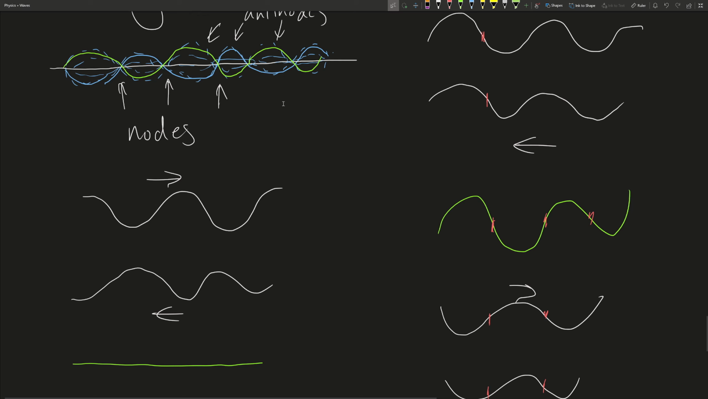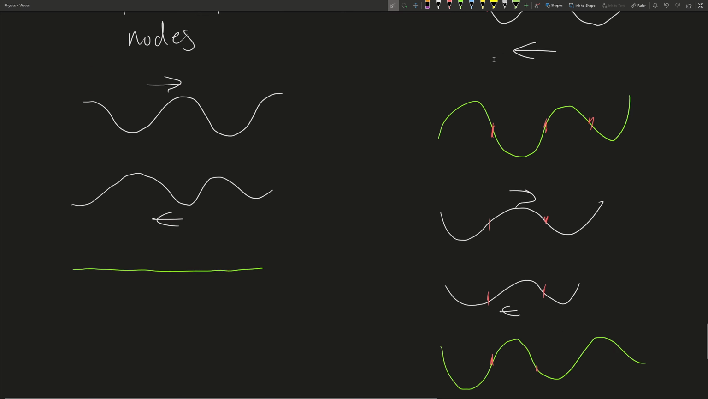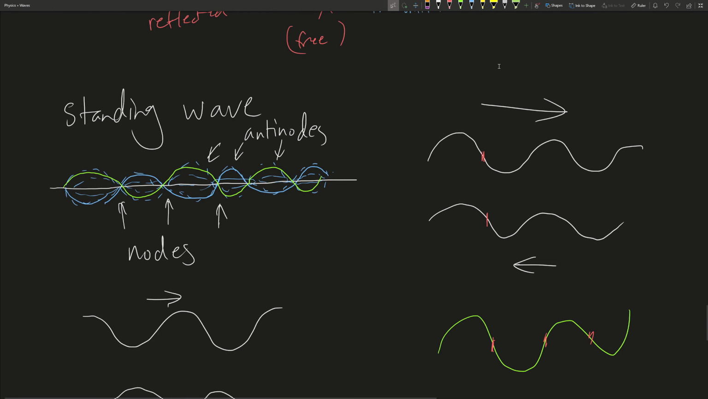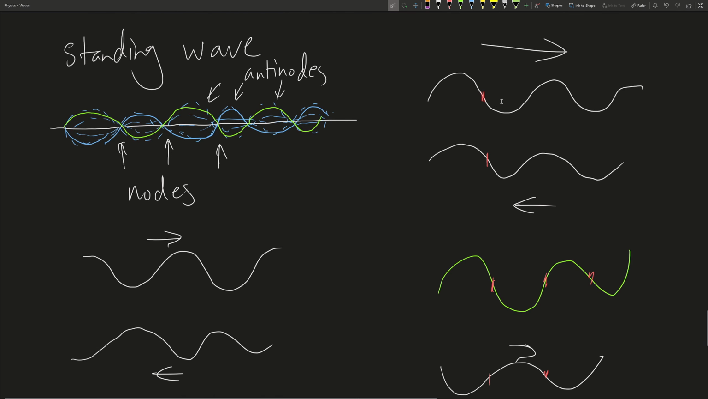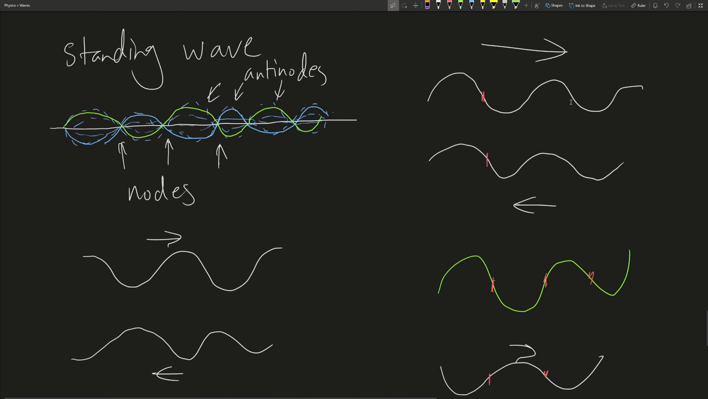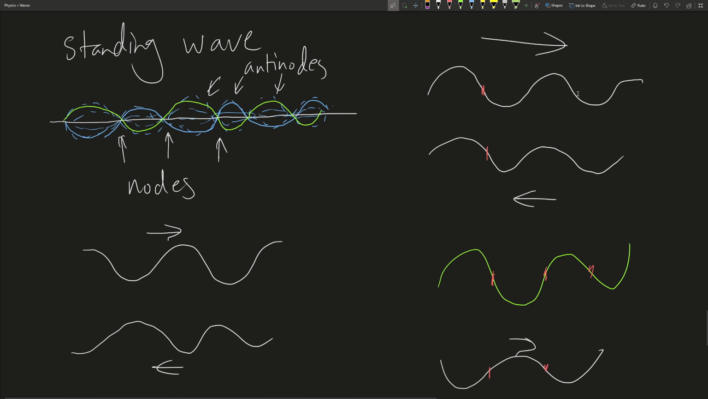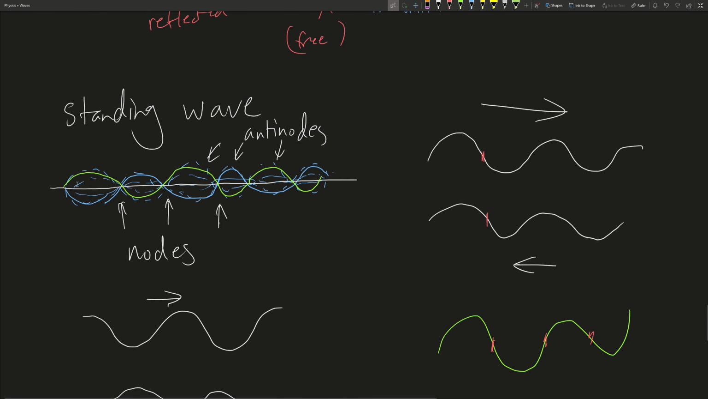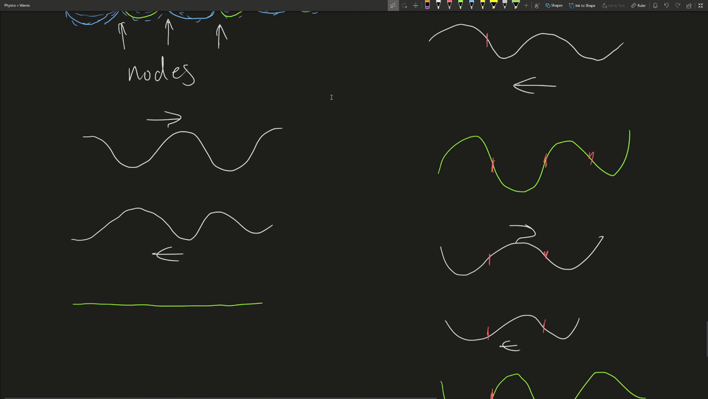Again, if you look up an animation online of a standing wave and the interference that produces it, you'll see it's just two waves of the same wavelength, same amplitude, and same frequency, traveling in opposite directions. Since they're traveling with the same velocity in opposite directions, it works out so that there are points that are always constructive like this, and points that are always destructive, and it creates a standing wave.